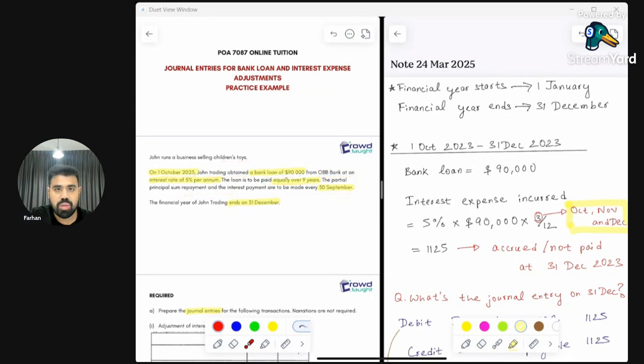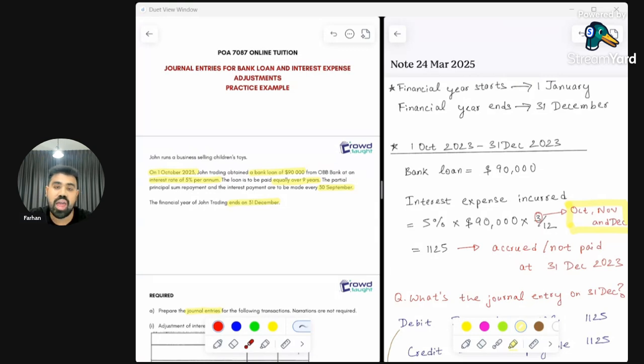So what we can understand based on this paragraph is that on the 1st of October 2023, John took a bank loan of $90,000 and the interest rate on this bank loan is 5% per annum. This loan is paid over 9 years in equal installments, which means every year we're going to pay $10,000, and that's going to be $90,000 paid altogether over 9 years. We also know that the first loan repayment is going to be on 30 September 2024, which is 12 months since the loan was taken on the 1st of October 2023.